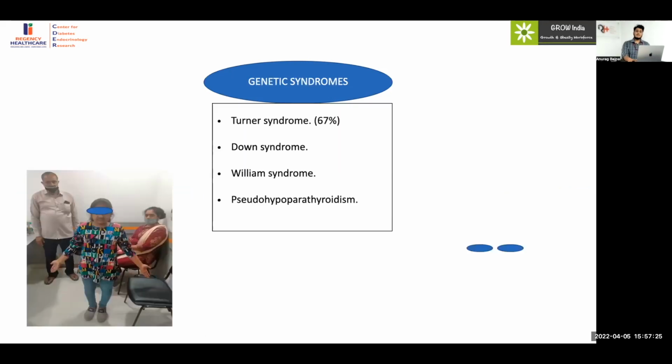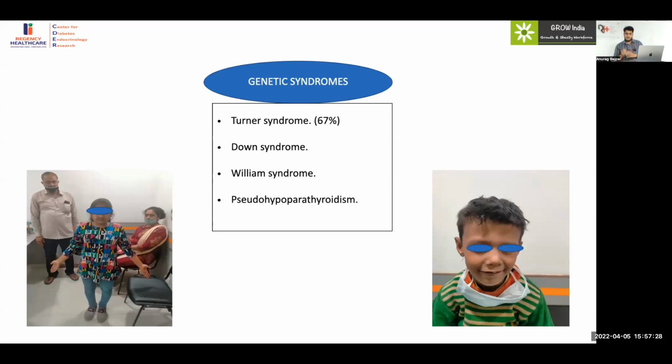And with regards to the genetic syndromes, as already mentioned, these genetic syndromes are most commonly associated with hypothyroidism and also subclinical hypothyroidism. With regards to Turner syndrome, the prevalence is 40%. And if the patient has subclinical hypothyroidism, then the chance of progressing to overt hypothyroidism is around 60%. So we need to treat a patient of Turner syndrome with subclinical hypothyroidism immediately with thyroxine.